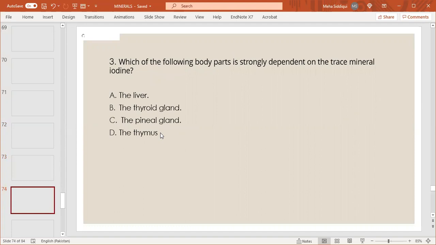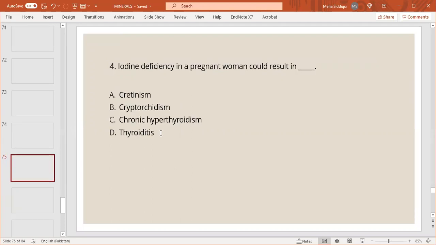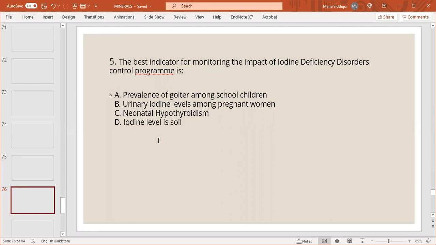Which of the following body parts is strongly dependent on the trace mineral iodine? Liver, thyroid gland, pineal gland. Yes, the correct answer is B, thyroid gland. Iodine deficiency in a pregnant woman could result in cretinism, cryptorchidism, chronic hyperthyroidism, or hypothyroidism. Yes, in pregnant women, it leads to cretinism of children. The best indicator for monitoring the impact of an iodine deficiency disorders control program is prevalence of goiter among school children, urinary iodine levels among pregnant women, or neonatal hypothyroidism. Yes, the right answer is C, neonatal hypothyroidism, because practically it is possible to carry out.